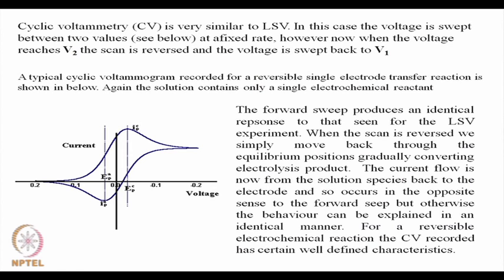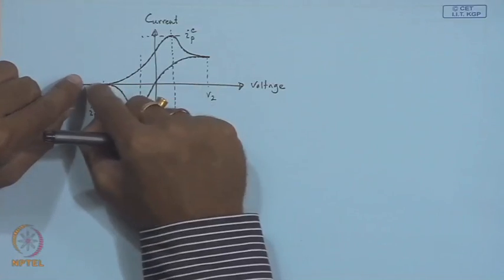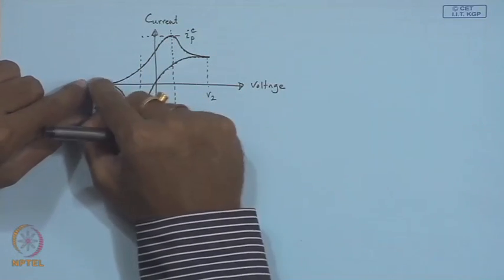Now, your forward sweep produces an identical response to that seen in linear sweep voltammetry, because from V1 to V2 you are basically drawing a linear sweep voltammogram.